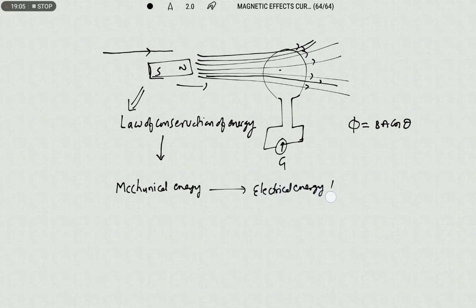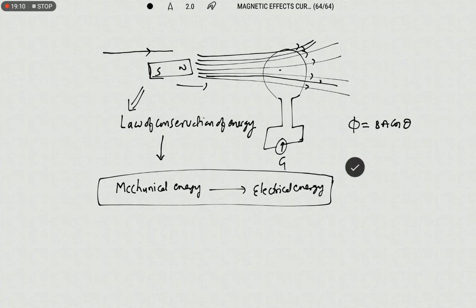Now this is the main concept of electromagnetic induction. In changing the flux linked with the coil, we need to move the magnet or move the coil. When the magnet is moving, we are doing some work. What kind of work? It is mechanical work. This mechanical work is stored in the form of energy, and that energy we are going to convert into electrical energy.